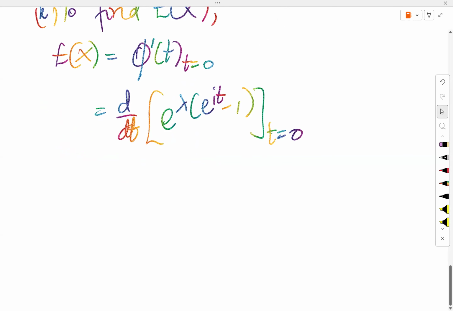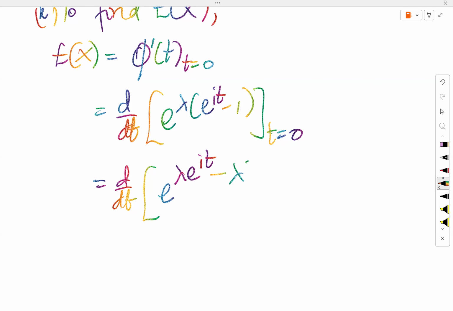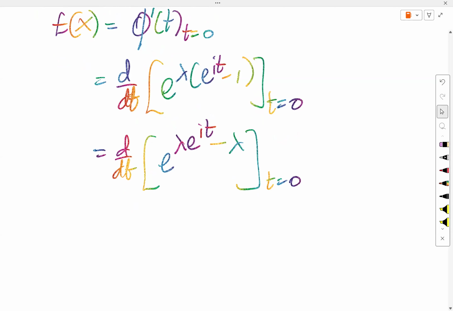The way to do this can be confusing, right? But I just want to break it down to make it as simple as possible. So you have d dt. If you expand that, now you have e raised to power lambda e raised to power it, then minus lambda, and you have to evaluate that at t equals 0.